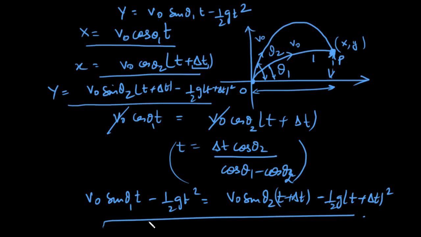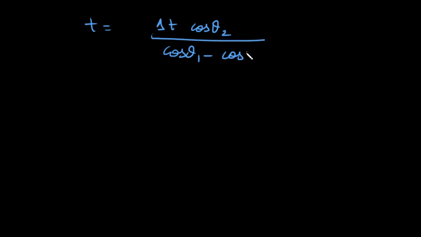Okay, so these are the y coordinates we have equated. Now we have to just solve this. T equal to delta t cos theta 2 upon cos theta 1 minus cos theta 2. Let me write it here. T equal to delta t cos theta 2 divided by cos theta 1 minus cos of theta 2.